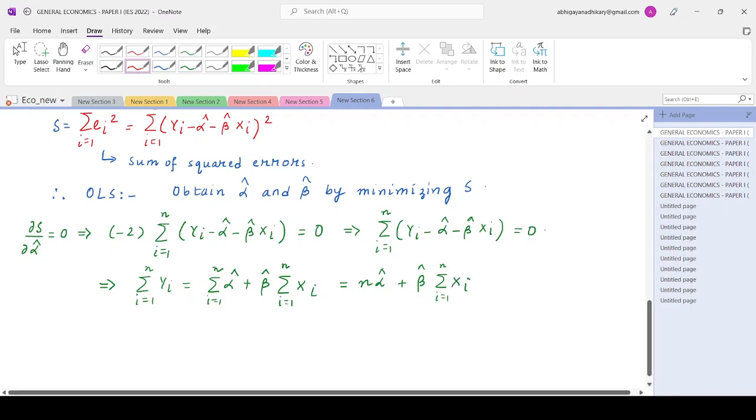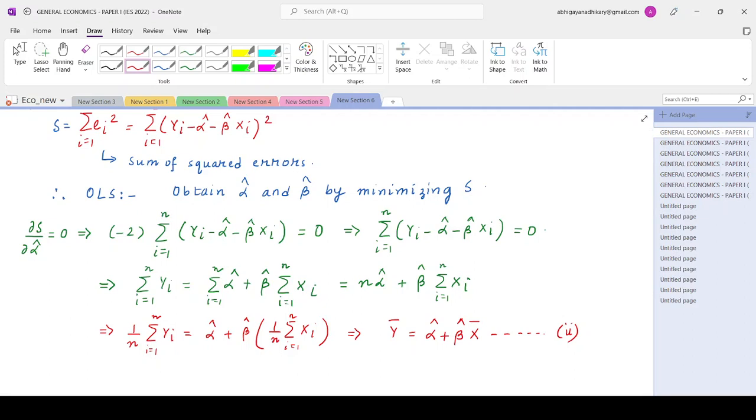And if you just divide by n throughout, then what happens? 1 by n summation yi, and over here you will have alpha hat plus beta hat, taking the 1 by n with summation xi. So you get this: y bar equals alpha hat plus beta hat x bar. This is my equation 1 of the system.